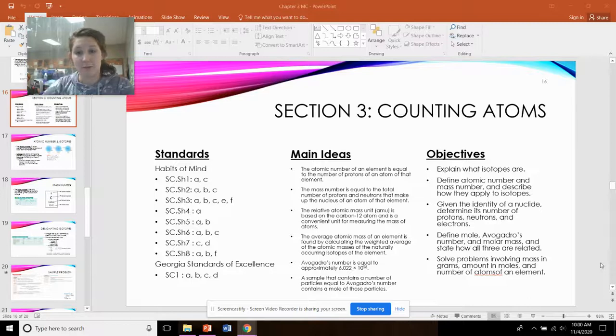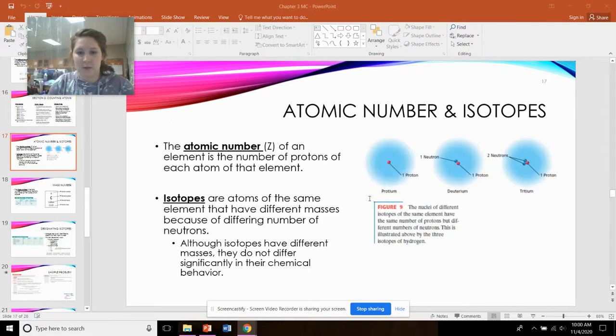This is chapter 3, section 3, and this is all about, now that we know what an atom is, we can talk about how we can count them and what the different parts on the periodic table mean. So we're going to be able to talk about atomic numbers, atomic masses, relative atomic masses, average masses. We're going to talk a little bit about Avogadro's number and how we group and count atoms, and we'll add those conversions in. So let's just jump right into it.